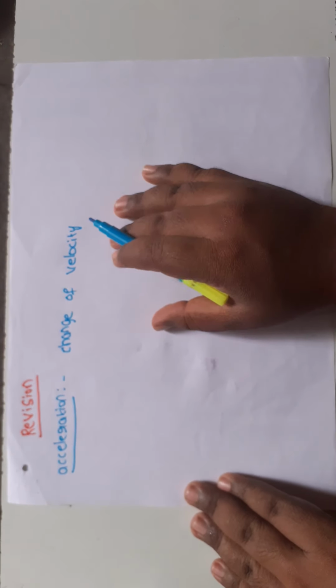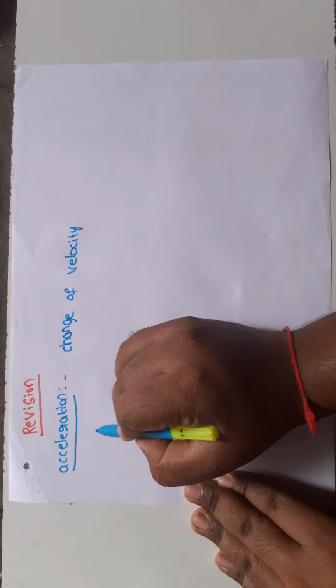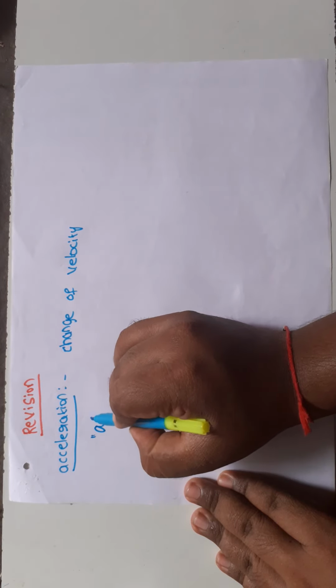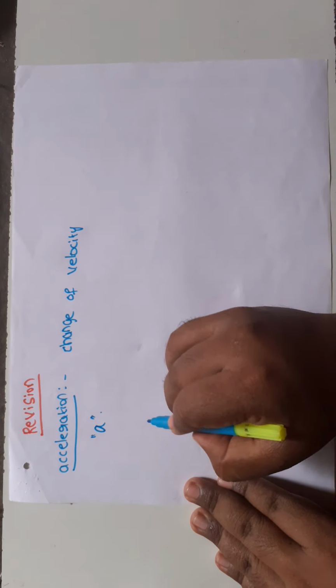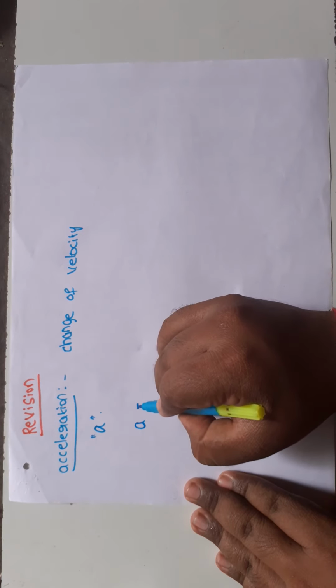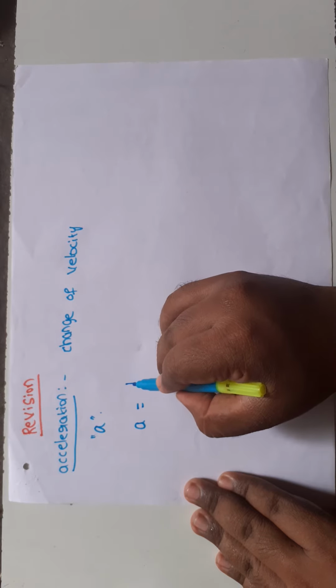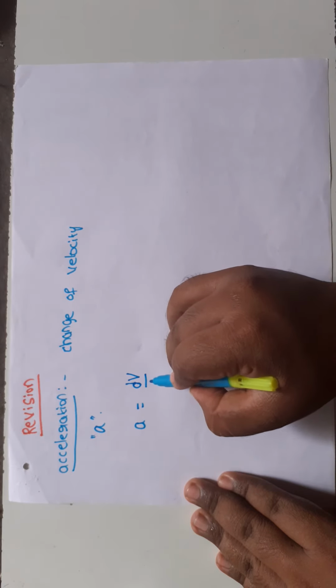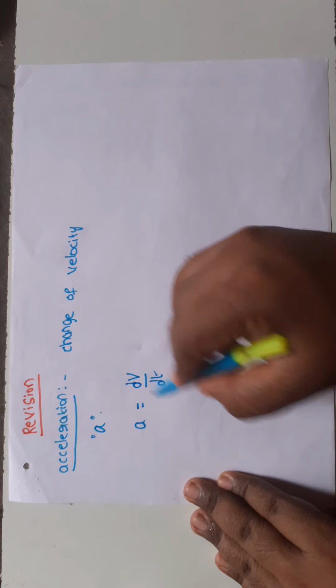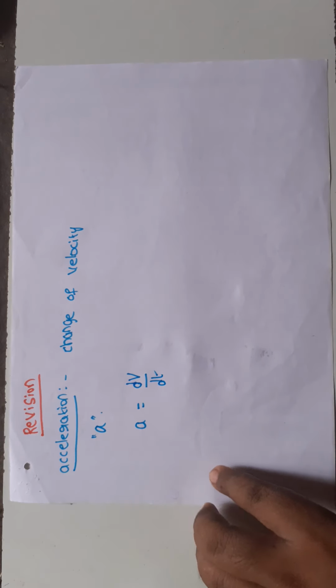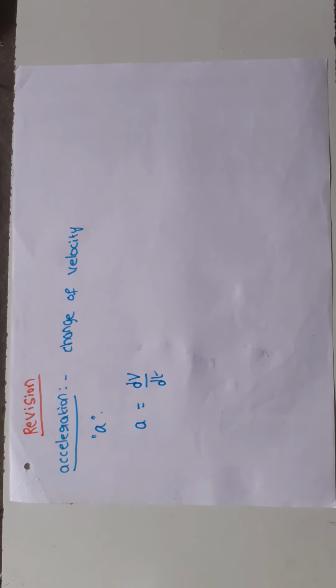Next, acceleration is denoted by the letter small a. What is the formula of the acceleration? So, the acceleration formula: a equal to dv by dt, where v means velocity, dv by dt means change of the velocity, where d by dt means differentiation of the velocity, that is called acceleration.